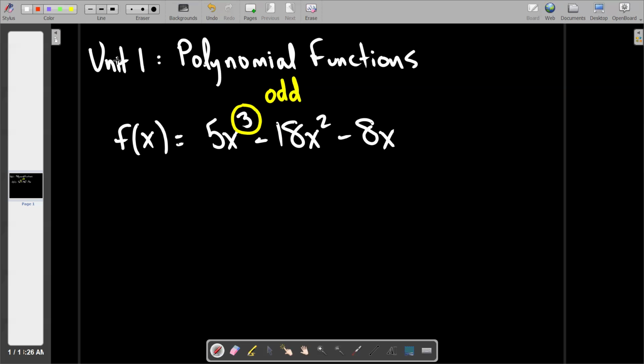Look at the number in the front. You agree that that's a positive? When the yellow number is odd and the red number is positive, then your end behavior is low, high. And you'll see why this is so important here if I can get through this today. Let's do another example.